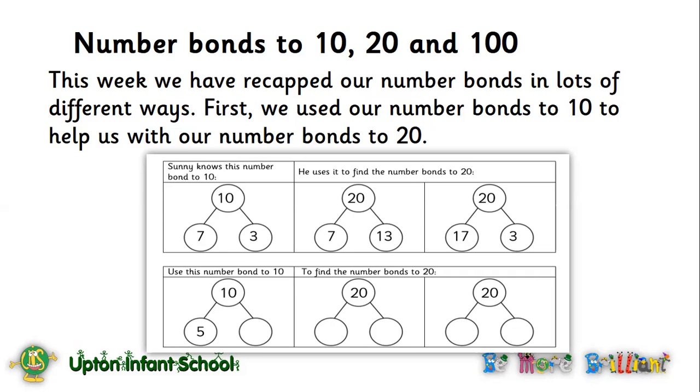So on my bottom one, I've got 10 with 5, and I'm trying to think about what could possibly go in that gap. I'm only trying to get to my number bond to 10 this time. So I'm going to get 5 fingers and think about how many are hidden. So I'll show you what I mean by that.